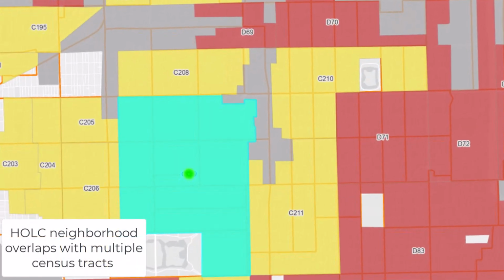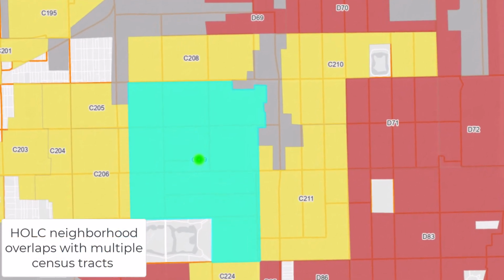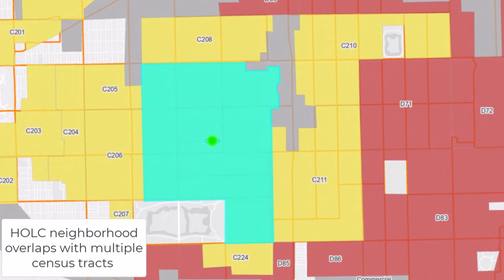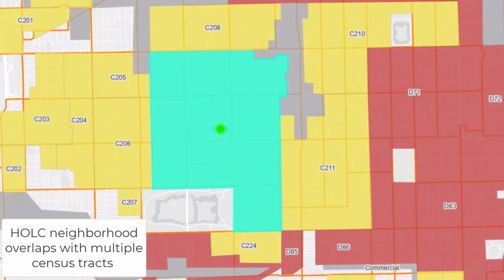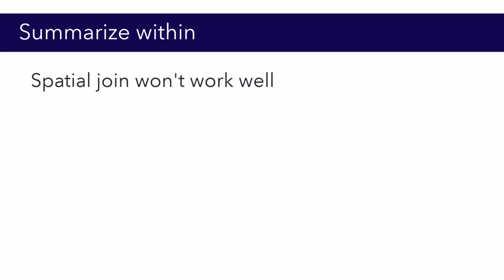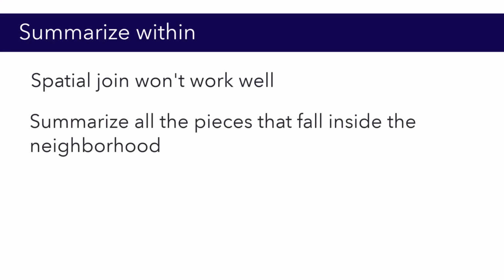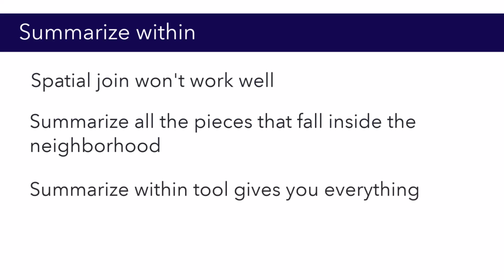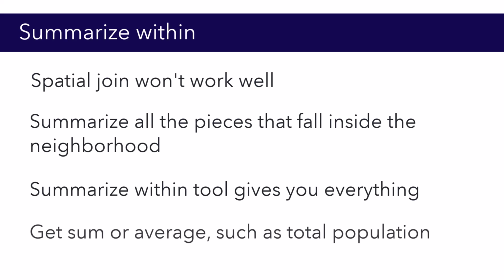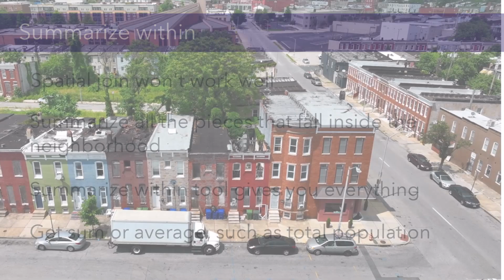It is common for a single homeowners loan corporation, or HOLC, neighborhood to overlap multiple census tracts, each with different values. A spatial join won't work well because in this case, you want to summarize all the pieces that fall inside the neighborhood. For this situation, you would use a tool called Summarize Within, which will give you everything inside the boundary. You can choose to find the sum or average of various attributes within the boundary.